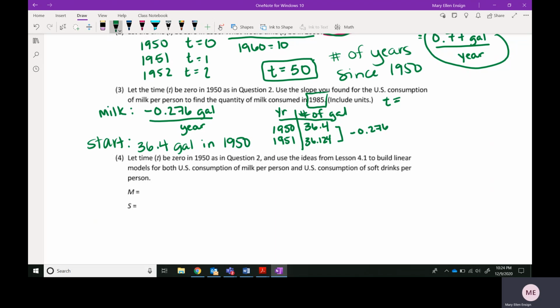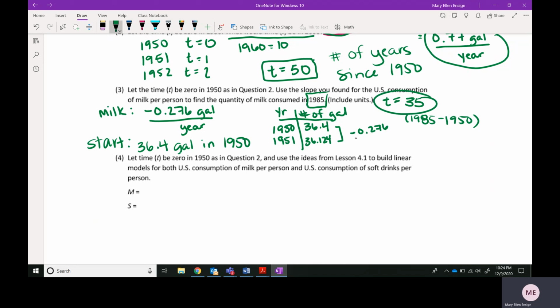Okay, so hopefully you paused it, came back. So it's supposed to go down 0.276, 276 thousandths of a gallon every single year. So if I think about this T idea, how many years has it been since 1950? Well, my T is 35. It's 1985 minus 1950. So this is my T. This is how many years I've been doing this.